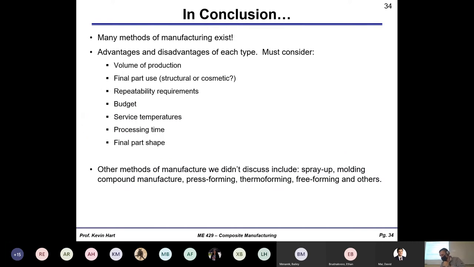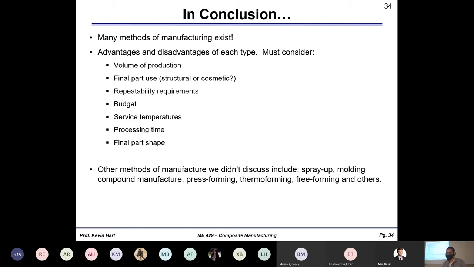So, in conclusion, for the composite manufacturing portion of the course, which generally will conclude the materials portion of the course, there are a lot of different manufacturing types for composites. I didn't even cover all of them. I covered what I think are the most important ones. And there are advantages and disadvantages of each type.